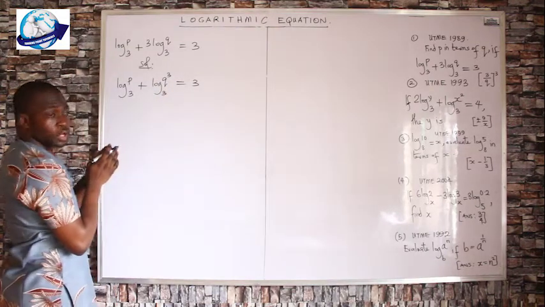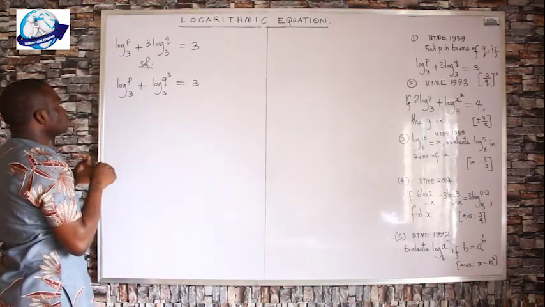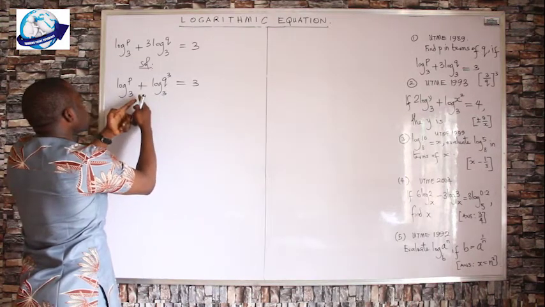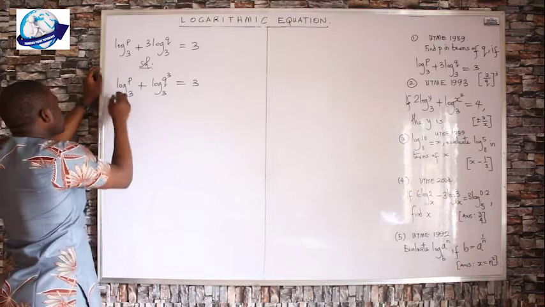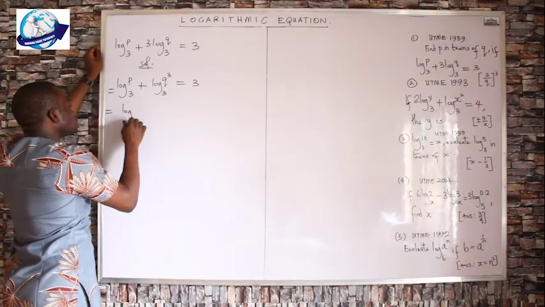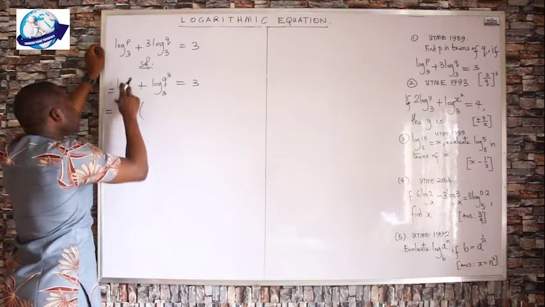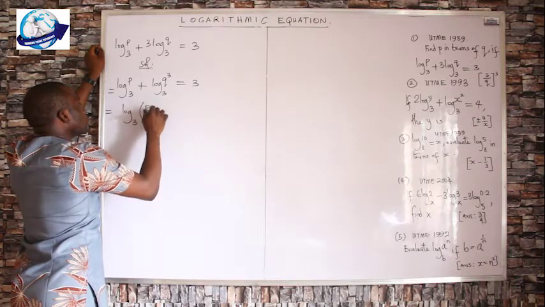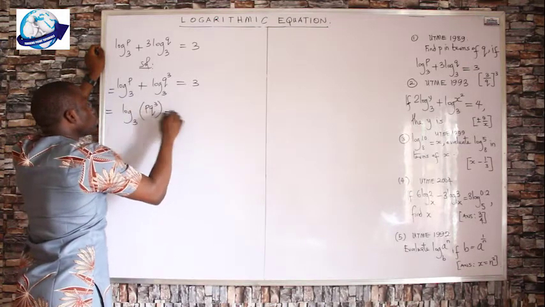I think that's okay for now. And then at this junction, we want to quickly do the multiplication. Now base 3 means that you will take one of the logarithm, base 3, and then these two multiply, that's P times Q cubed, equal to 3.